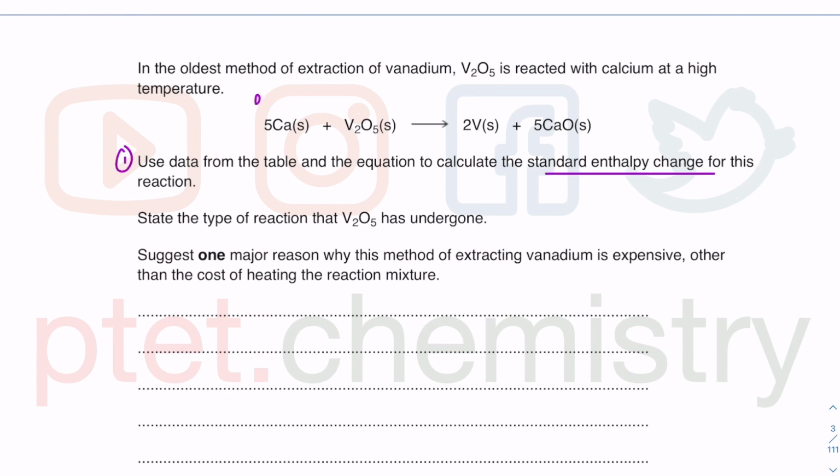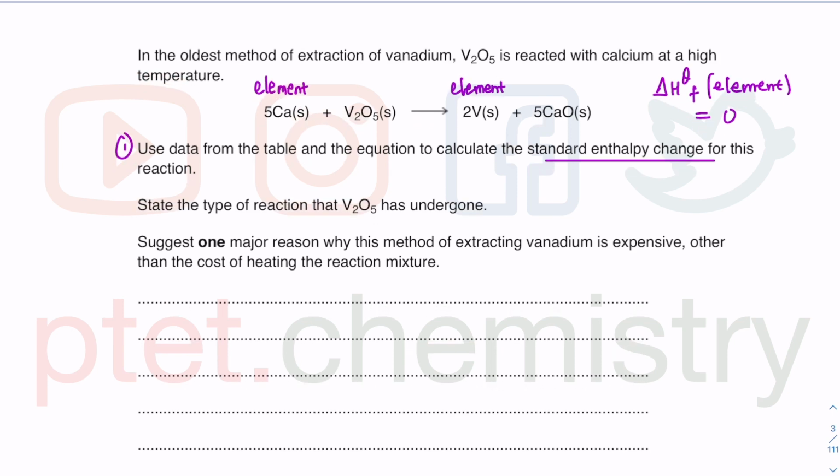reaction. When you have an element, and you also have vanadium as an element, we know that the enthalpy of formation of an element is going to be 0 because you are forming the element from the element in its standard state under standard conditions.